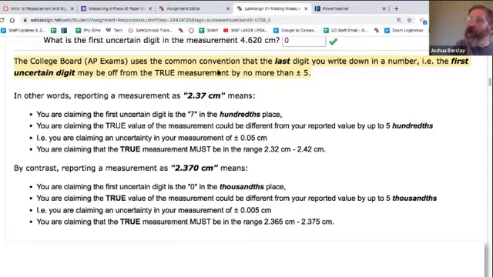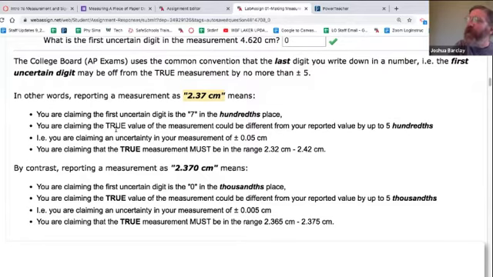So when you write down a measurement saying 2.37 centimeters, that means more than you used to think it means. It means more than, I think it's 2.37 centimeters. You are making a claim about the uncertainty. You are claiming the first uncertain digit is the 7. It's the last digit, right? And we're saying the first uncertain digit is in the hundredths place.